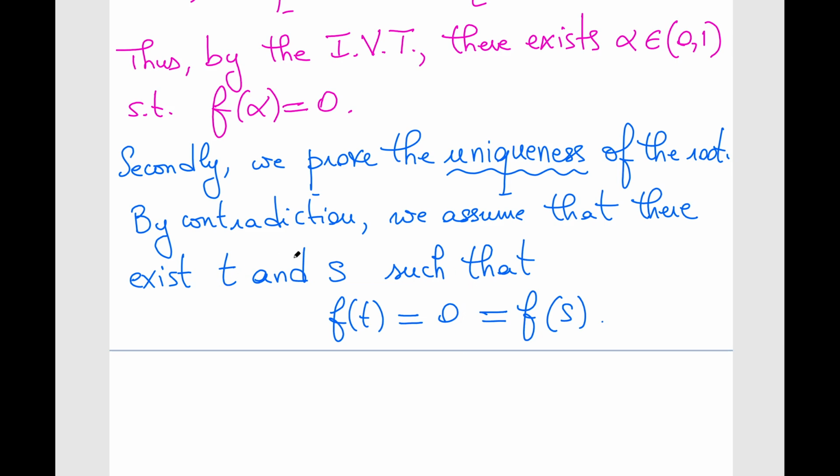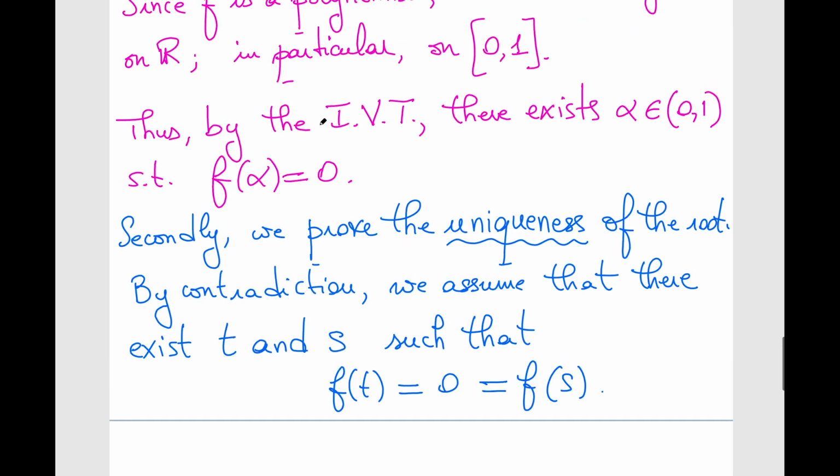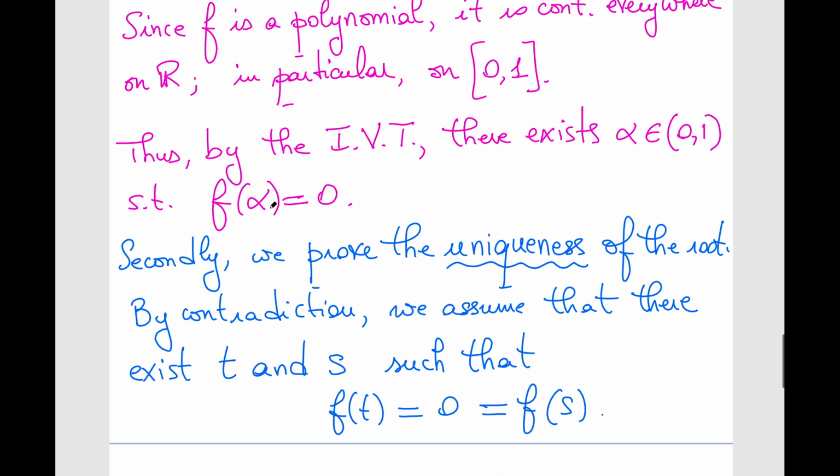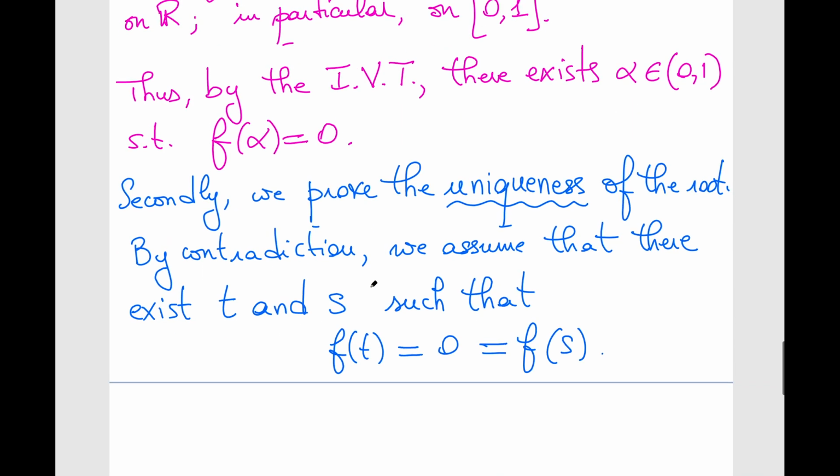So one more time. I'm assuming, remember, I'm showing the uniqueness of the root. I know that the root exists. At least one root exists. This is what we showed in the previous discussion over here. Now we're gonna show that this number alpha is unique. I'm gonna assume I have more than one. Let's call them t and s. And I'm gonna reason by contradiction. I'm gonna show you at the end of the day that there exists no such thing as two different t and s. They must be the same. Okay?